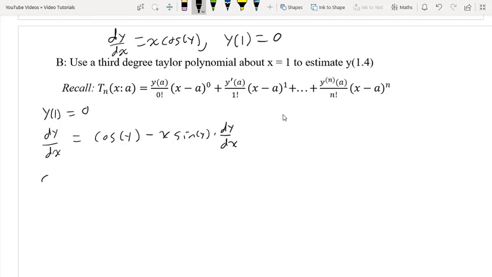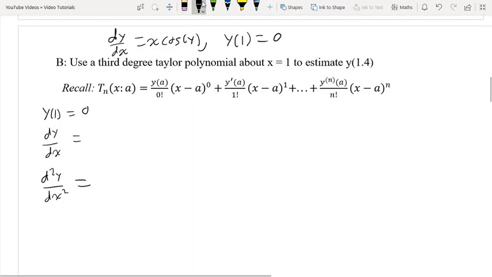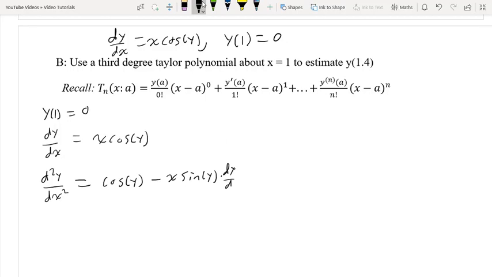Then if we differentiate this, we're going to get the second derivative, d2y by dx squared. Oh, wait, what am I doing here? No. We have to put this instead. dy by dx equals x cos y. d2y by dx squared equals cos y minus x sine y times dy by dx.